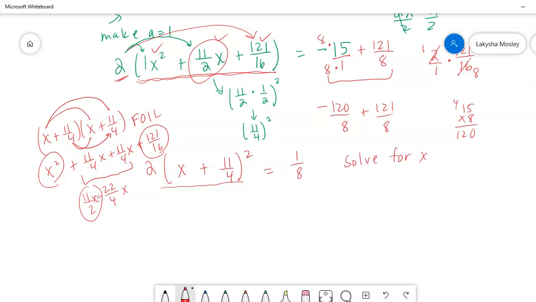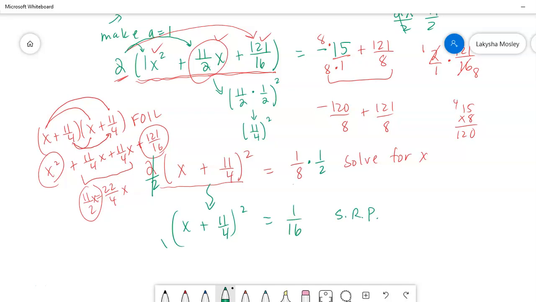So what I'm going to do first is, remember, the x is kind of captured inside of that parentheses really tight. 11/4 is being added to it. It's a square. So the first thing we want to do, divide by 2 over here, which means I multiply by 1/2 over here. So now I have x plus 11/4 squared equals 1/16. And now I'm at the square root property.